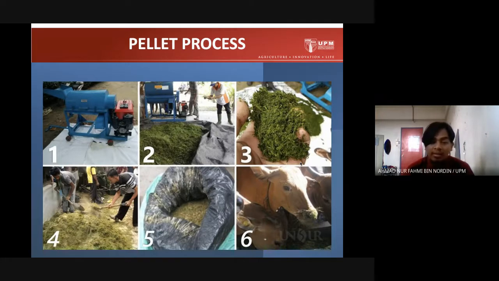Then all the ingredients are put into the drum, compacted and closed tightly to maintain airless, which is an anaerobic condition. After 2 or 3 weeks, the material is ready to use. Last but not least, when the material is opened, dry it first, then give it to livestock. Okay, Adlan, can you go to the next slide?